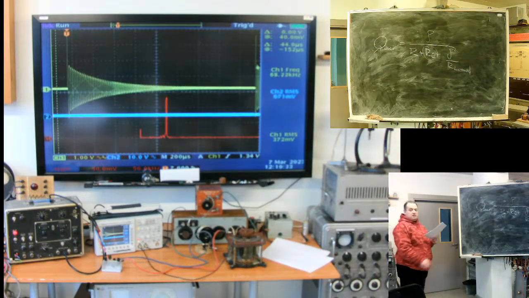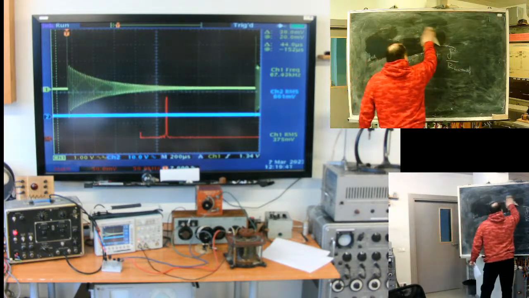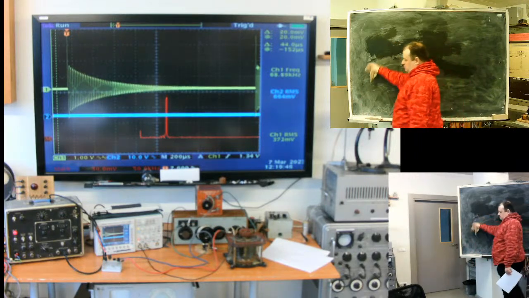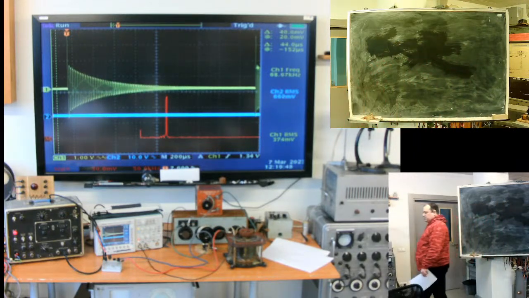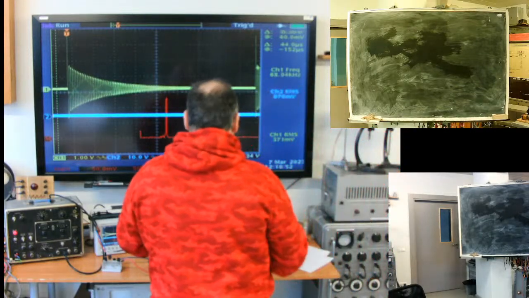How can we use it? Generally, such networks are used as selective networks, to separate a narrow band of frequency or to extract or cut a band of frequencies.